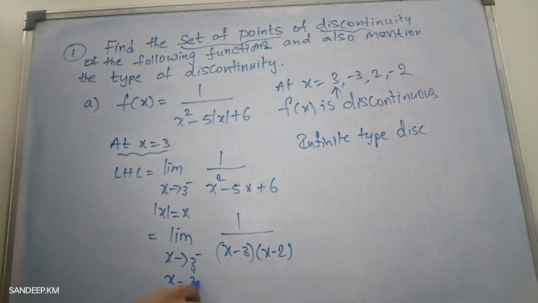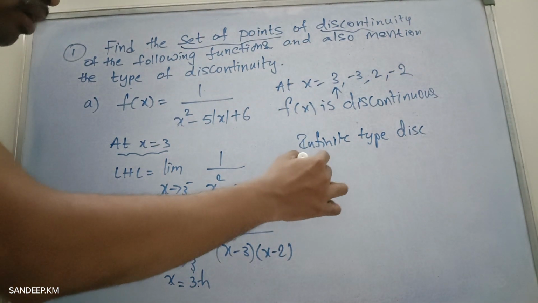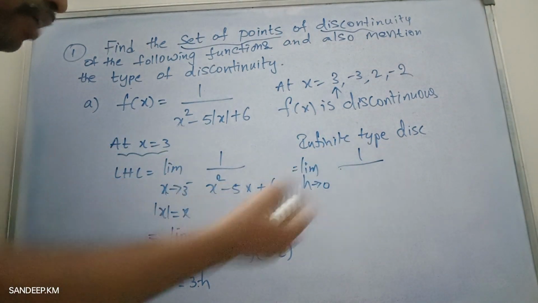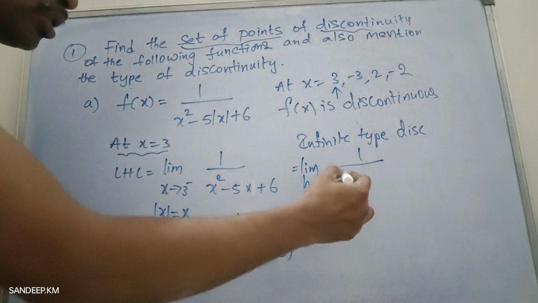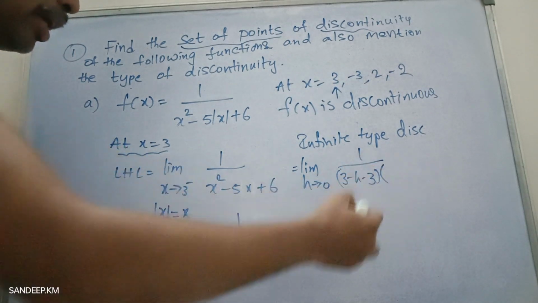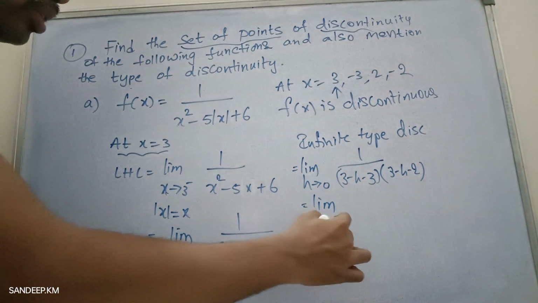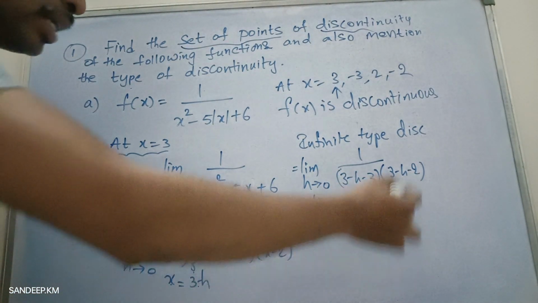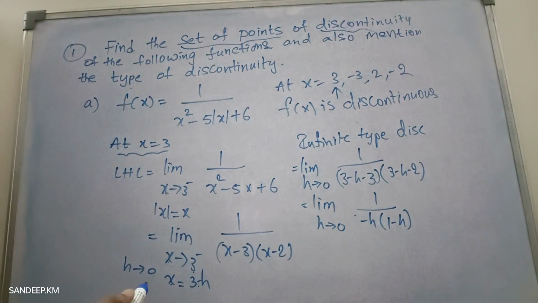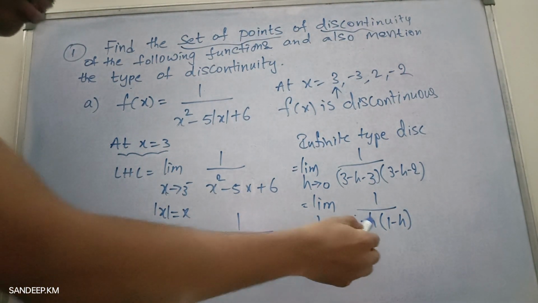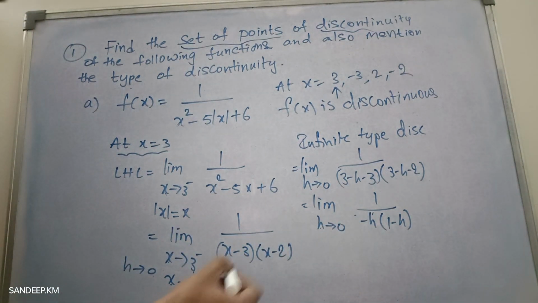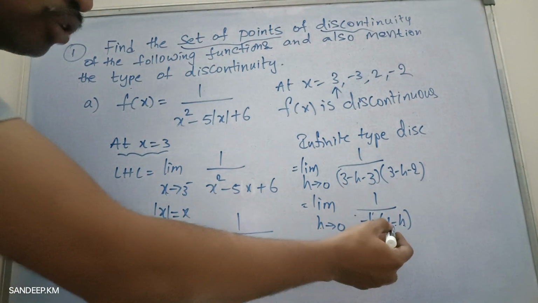Okay, and x approaches 3 minus means what? x is equal to 3 minus h, where h is approaching 0. I'll replace x with 3 minus h in this function, and I'll take h approaches 0. So which is equal to limit h approaches 0, 1 divided by, instead of x, 3 minus h. So 3 minus h minus 3 into 3 minus h minus 2. Therefore, limit h approaches 0, 1 divided by minus h into 1 minus h. Dear students, if h is approaching 0, even minus h is also approaching 0. And 1 minus h, if you substitute, you will get 1.